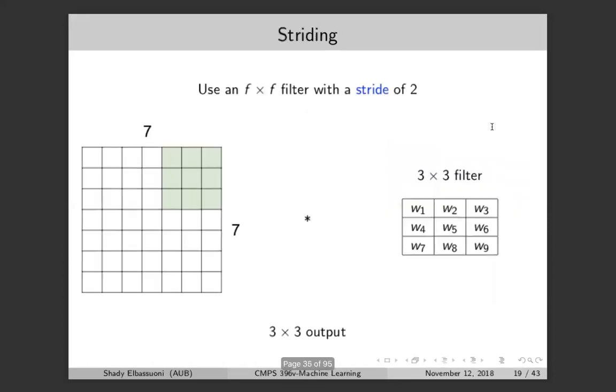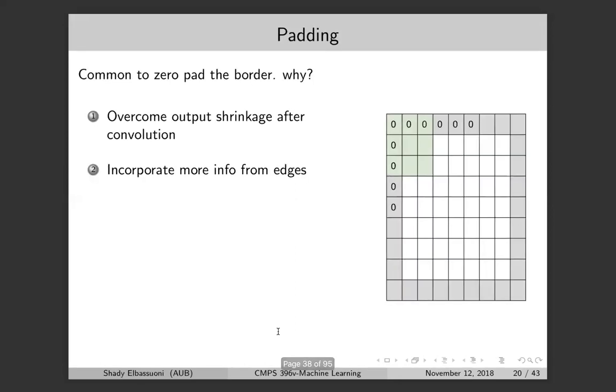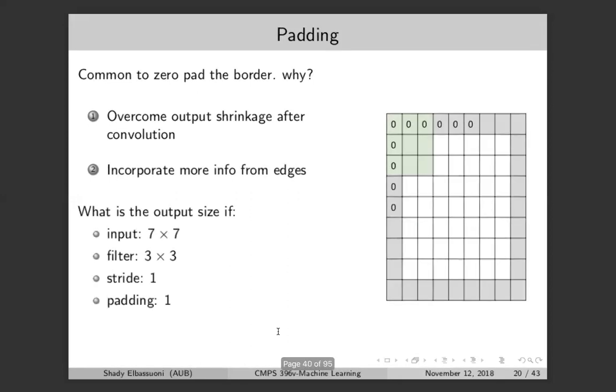So in the previous example, we had the 7 by 7 image. We ended up with an output of 3 by 3. With padding of 0, I can get to the same size as the input image. And that helps, because you're going to use this in various layers, and so it's better not to have huge shrinkage of the input image. So let's see, what is the output size if your input is 7 by 7?